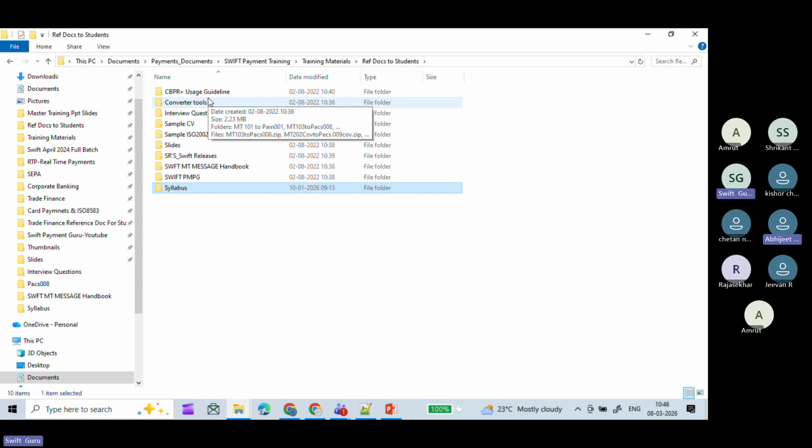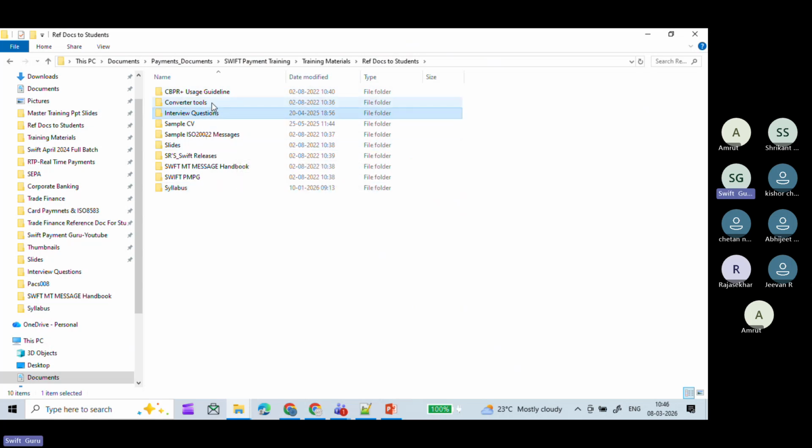So these are the SWIFT release documents. The CBPR+ user guideline document, for example, is the document which is used in order to develop their system: how the messages should look, what the validations of the messages should be, the fields, the data elements, all those things. The ones which I have prepared are the interview questions, the converter tool, and a sample CV, slides, syllabus. The CBPR+ user guideline documents, SWIFT MT message standard handbook, SWIFT release documents, SWIFT PMPG are the SWIFT documents, released by SWIFT.